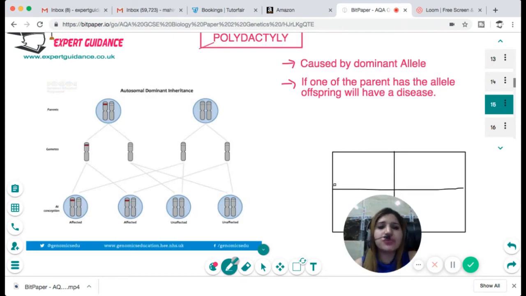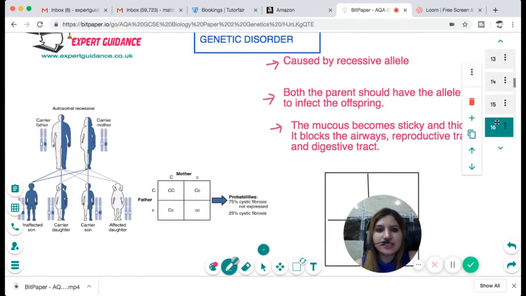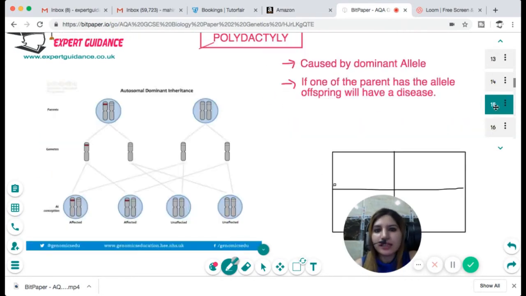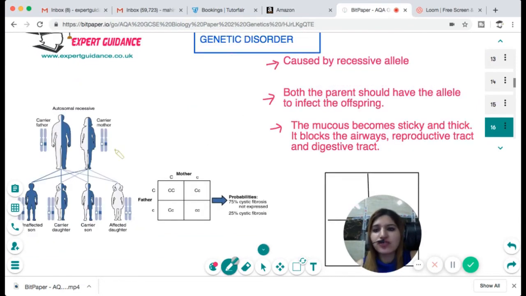Okay, now let us look at what is polydactyly. There are two disorders which are there in your syllabus. One is polydactyly, another is cystic fibrosis. Now, polydactyly is caused by a dominant allele. What is the meaning of a dominant allele? Dominant allele means that even if one of the parents has the allele, the offspring has a chance of having it. So you can see in this, one of the parents was having the allele, so there was a 50% chance that the offspring was affected.